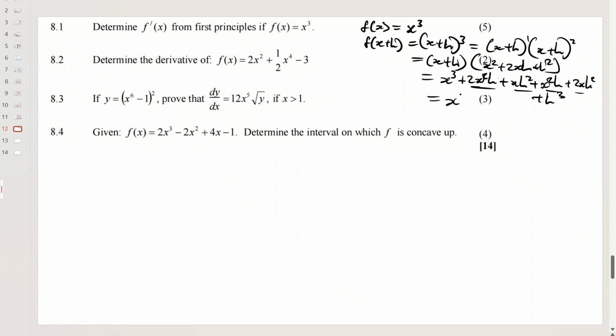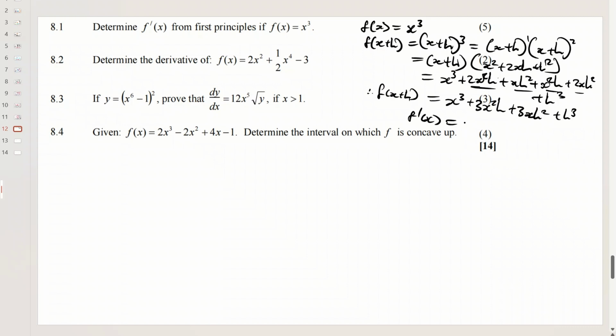So now this is x cubed plus 3x squared h. This one and that one give you 3, and this one plus that one give you 3. So you have 3xh squared plus h cubed. So therefore, this is f at x plus h. But it wasn't that hard, guys. After this, you are fine.